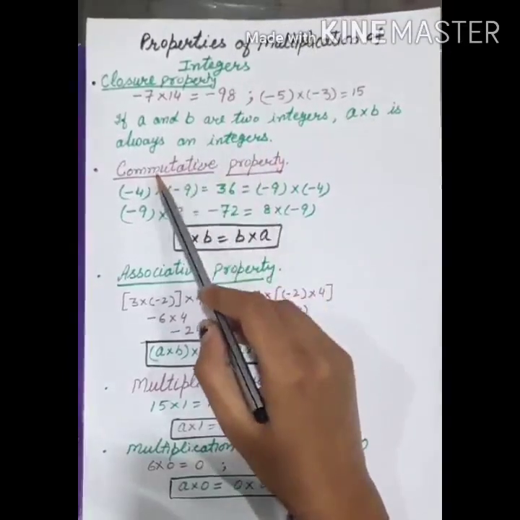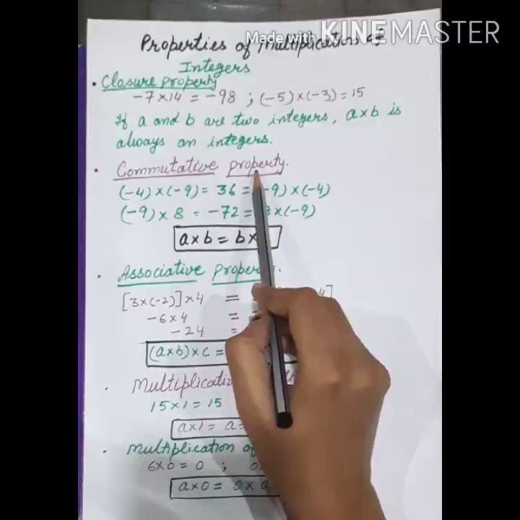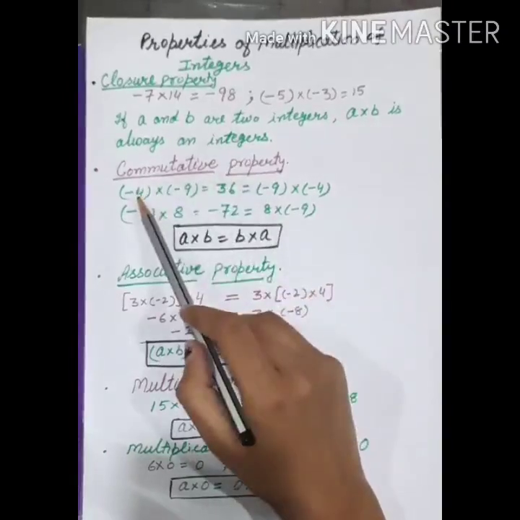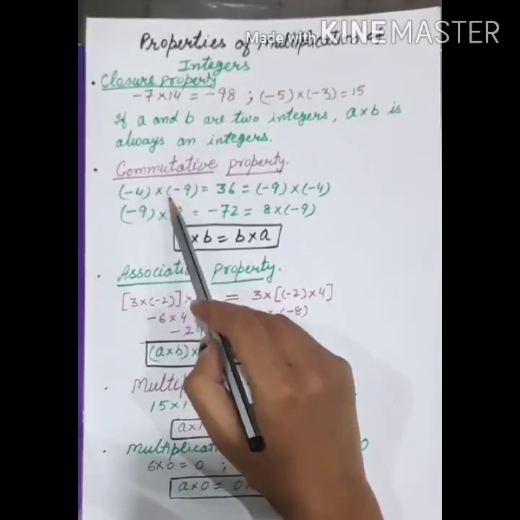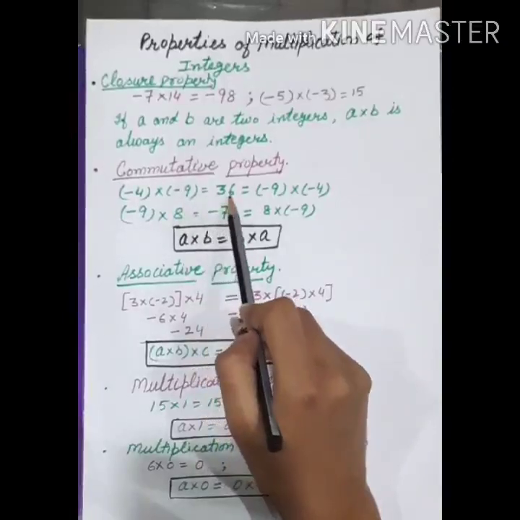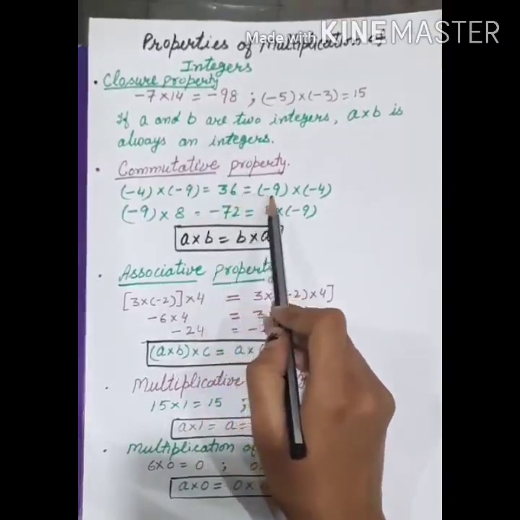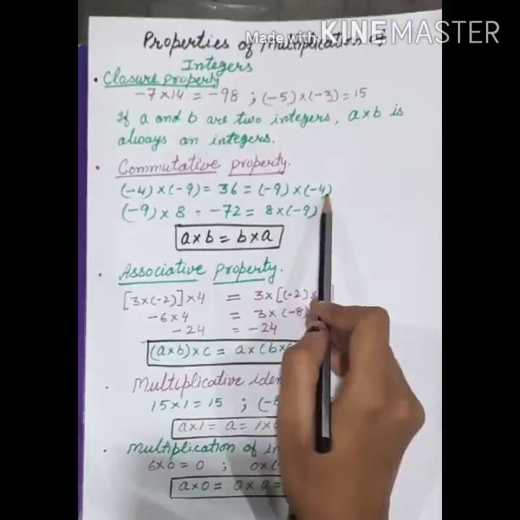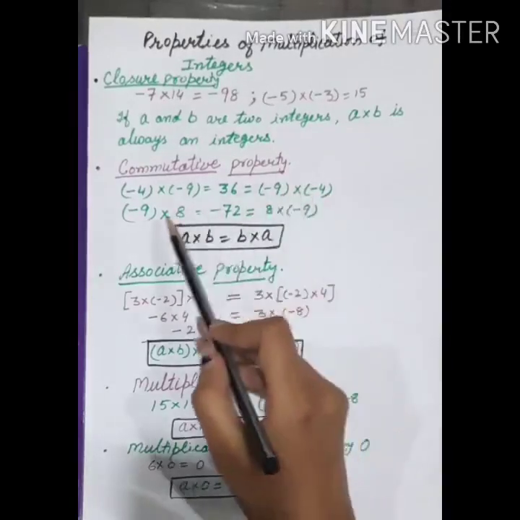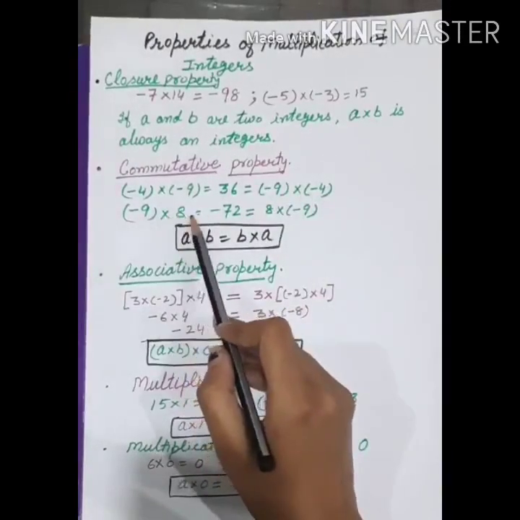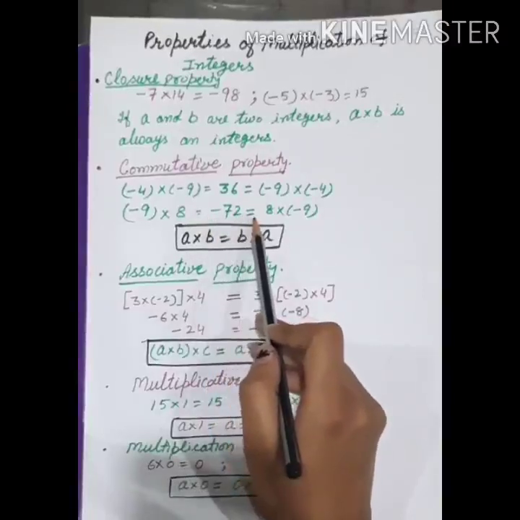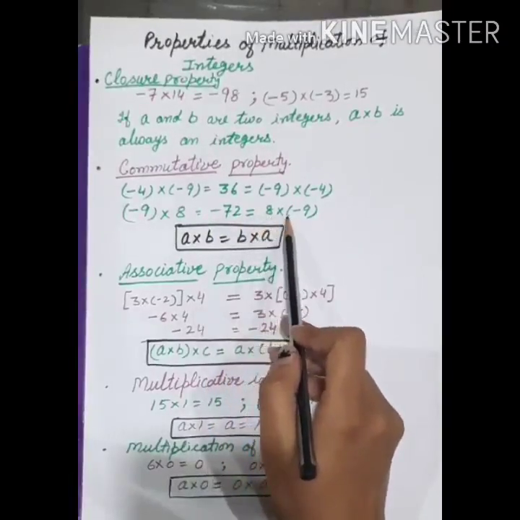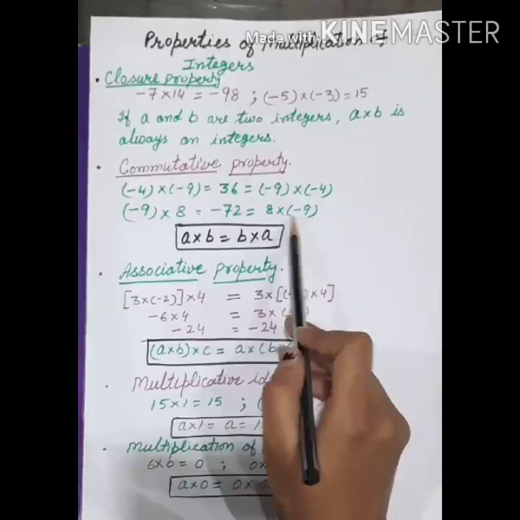Next, commutative property. For example, minus 4 multiplied by minus 9 is equal to 36, which is equal to minus 9 multiplied by minus 4. Next, minus 9 multiplied by 8 is equal to minus 72, which is equal to 8 multiplied by minus 9, which is equal to minus 72.